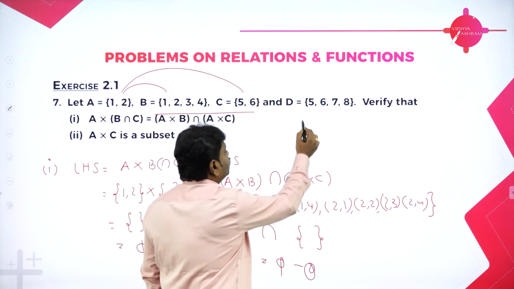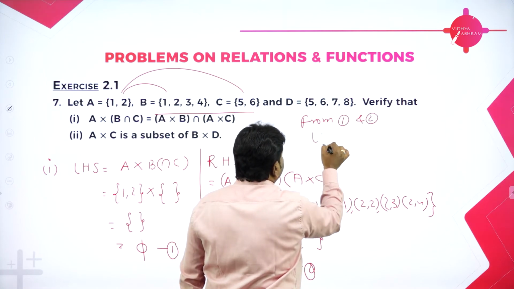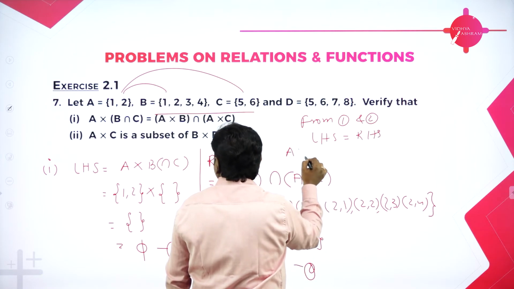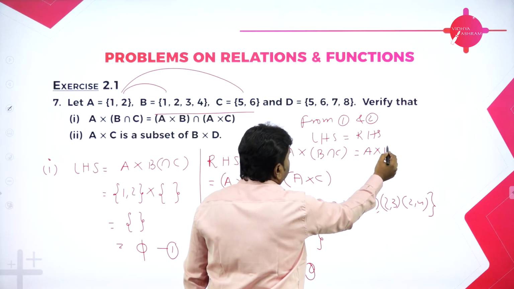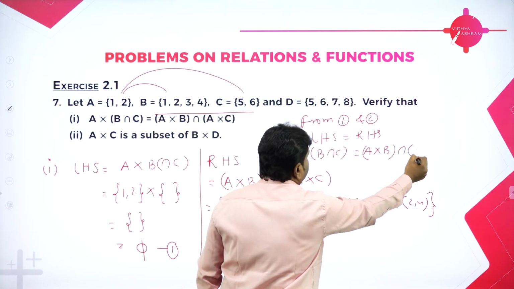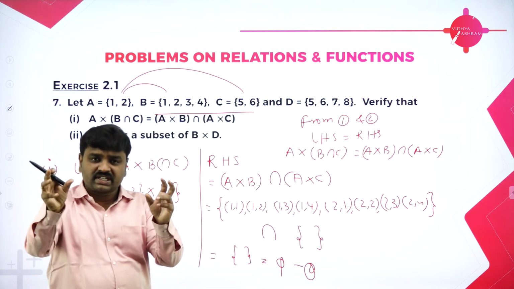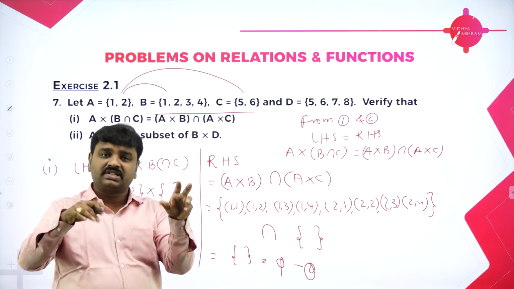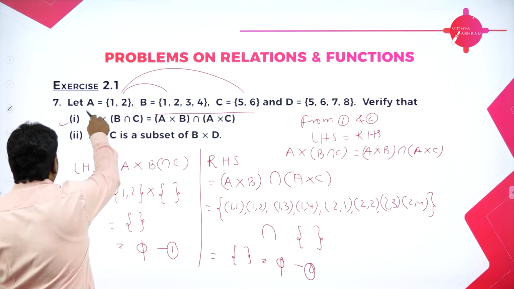So what is the conclusion? From 1 and 2 you can say LHS is equal to RHS. That is, A cross (B intersection C) is the same as (A cross B) intersection (A cross C). In both the cases we got null set. Any set intersection null set is null set. Any set Cartesian product null set is also null set. So we are done with the first one.